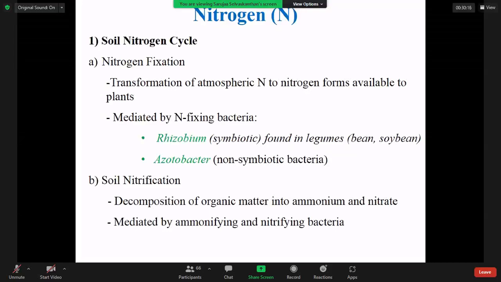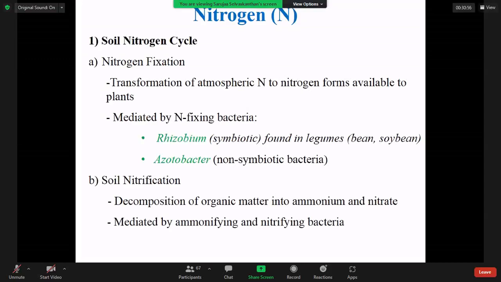First, nitrogen fixation is the transformation of atmospheric nitrogen to an available nitrogen form. Through Rhizobium or Acetobacter, whether symbiotic or non-symbiotic, atmospheric nitrogen can be changed to the available form. You will study the nitrogen cycle in detail in biology or agronomy: what the steps are, what the microbes are, what the temperature requirements are. Okay, the soil nitrification.